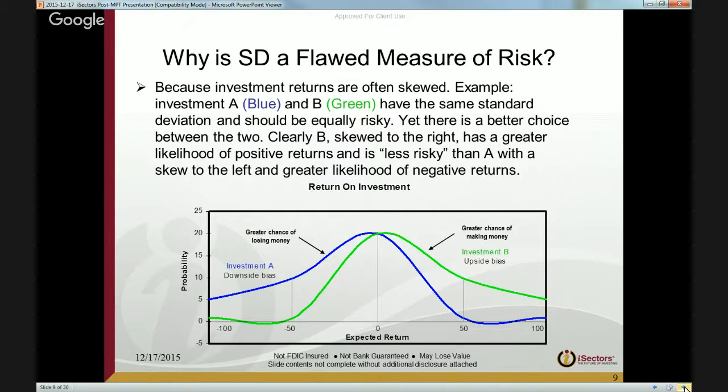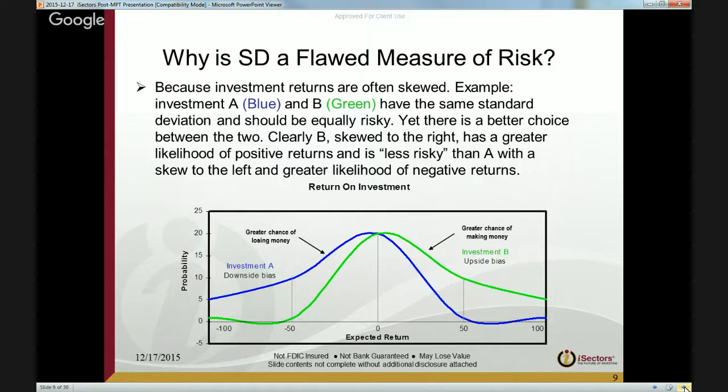As you can see, there are two investments, investment A in blue and investment B in green. They both have the same standard deviation of 20, but investment B's return distribution is skewed positively, or it has a greater chance of generating positive returns than negative returns, and investment A's return distribution is skewed negatively, or it has a greater chance of producing negative returns than positive returns.